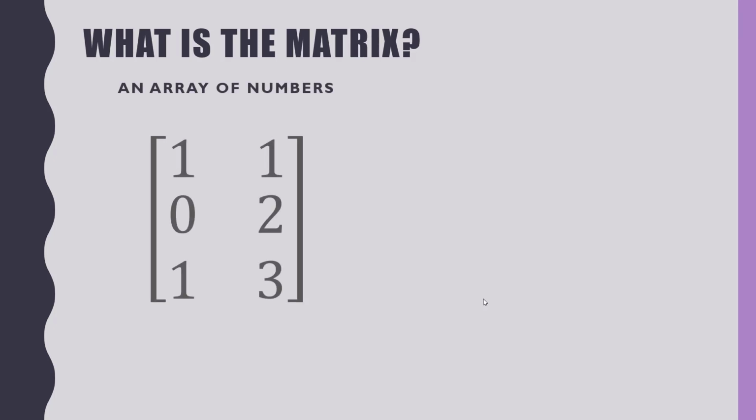All right, so the matrix is just an array of numbers. This looks like a two-dimensional array in the world of programming, if you're familiar with those, hopefully you are. We use these square brackets to notate them. This is a matrix that contains 1, 1, 0, 2, 1, 3. We're going to learn more about why in just a moment, but for now, let's get some basic notation down and make sure we understand what's going on here.